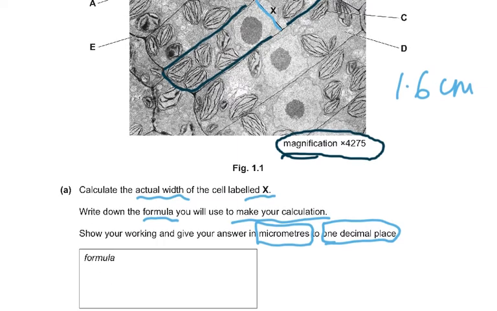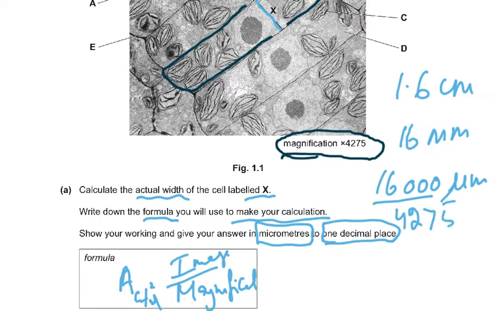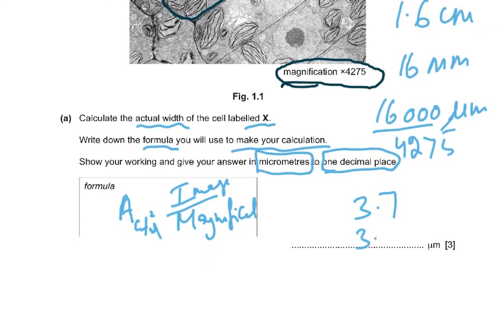So formula, now formula was very easy. A is equal to I over M. Image divided by magnification, where A is the actual and M is the magnification. So it was very easy. 1.6 centimeter is equal to 16 millimeter. This is equal to 16,000 micrometer, and so you divide it by 4275. When you divide it by 4275, the answer you get is 3.7. And because it said 1 decimal place, you write here 3.7 micrometer. Micrometer is already written, so you didn't have to write that.